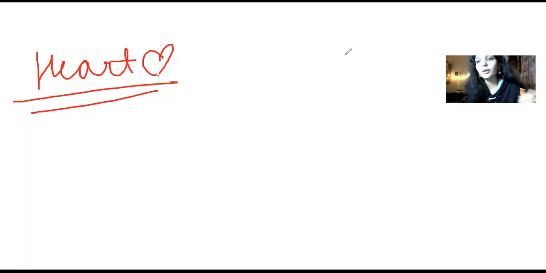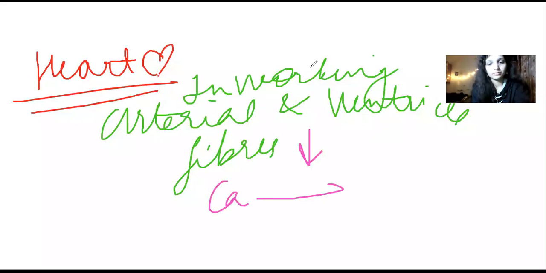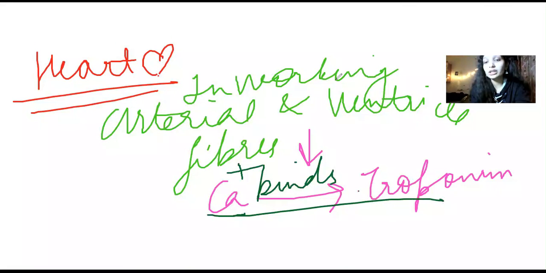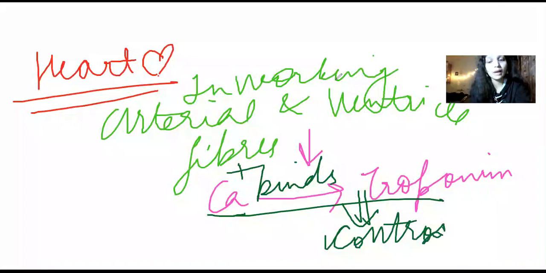So now we'll talk about the action of calcium channel blockers on the heart. Firstly we'll talk about the inotropic effect. So in the heart, in working atrial and ventricular fibers, there is inward movement of calcium. As the calcium moves inward, it binds with troponin. This binding between calcium and troponin leads to contraction. So this is happening when there are no calcium channel blockers present.